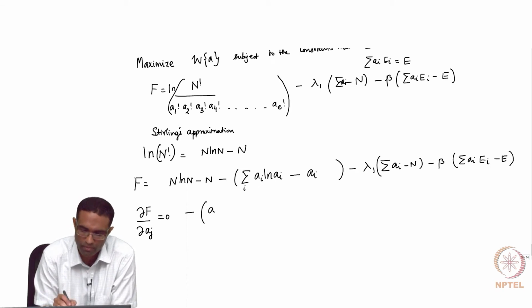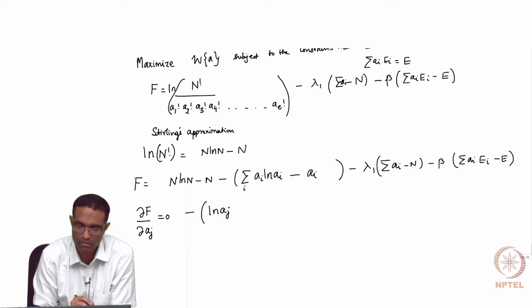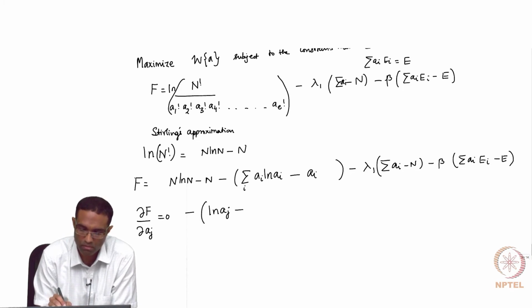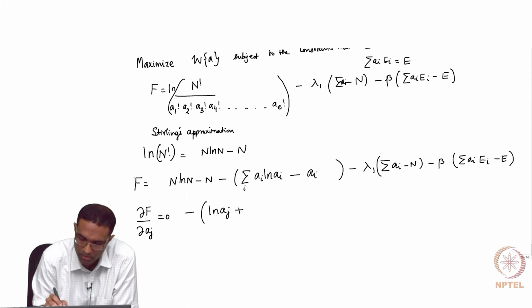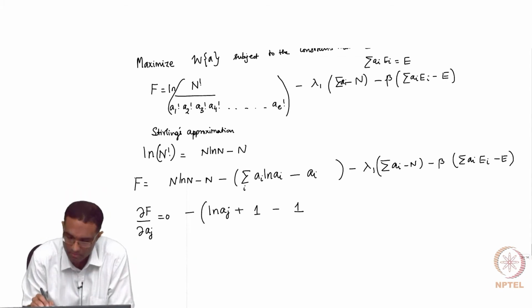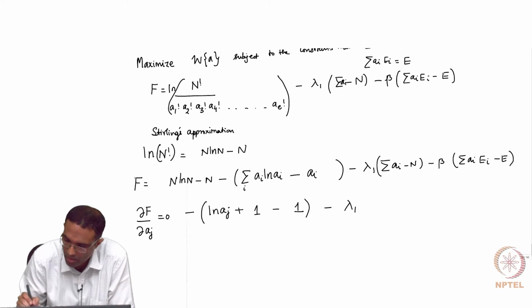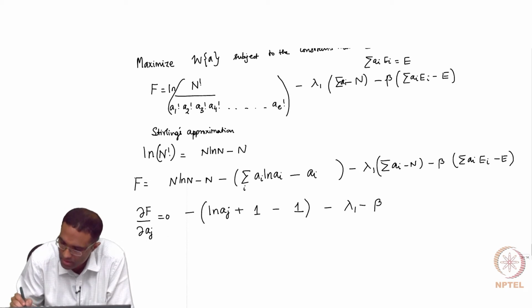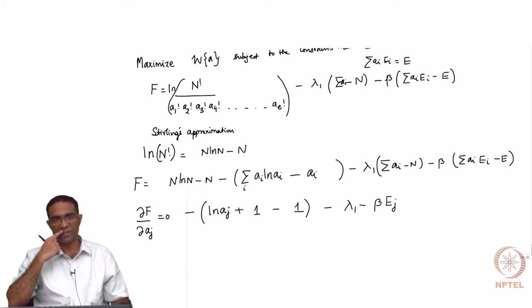So you will have here ln of Aj plus Aj, actually plus 1, because it is going to be plus 1 minus 1, right, minus lambda 1 minus beta into Ej, right. Are you able to follow this step?